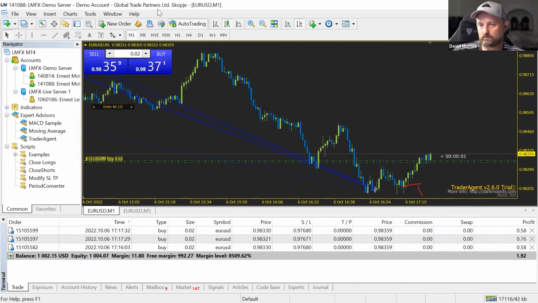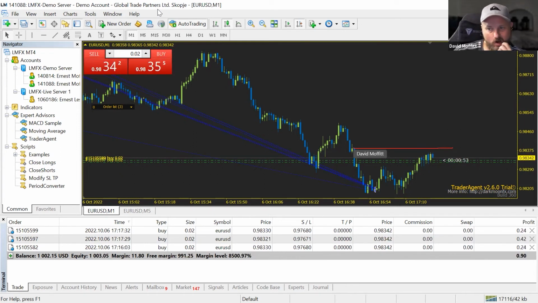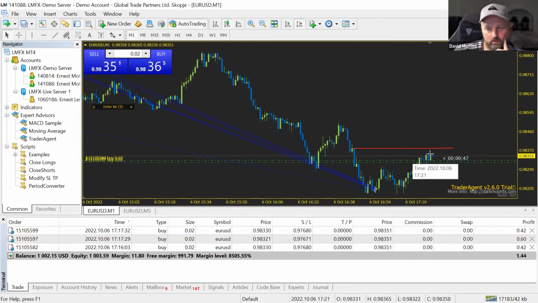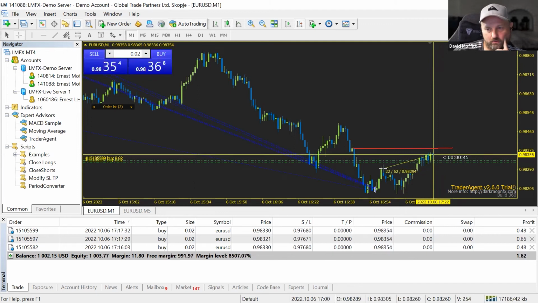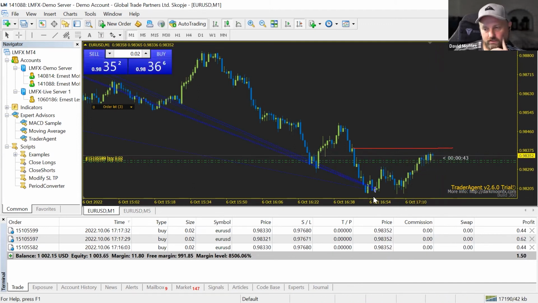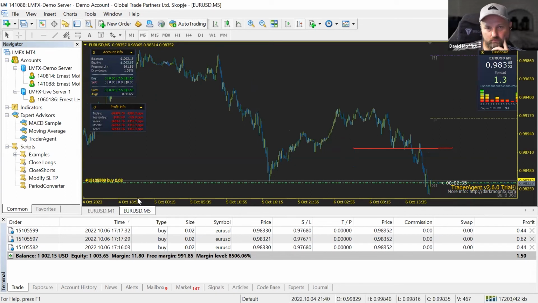Plan A is obviously it's going to come up. This is our action point right there. Action point right there. I could see it coming back down and testing that.